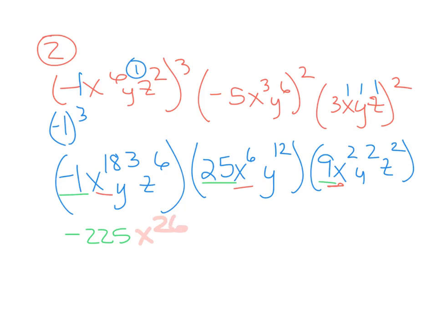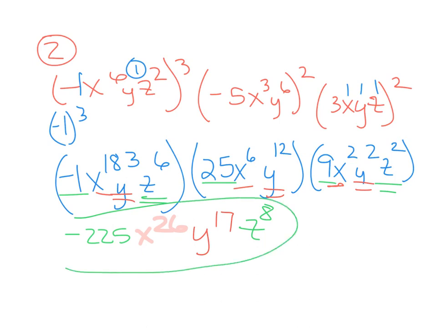Now I'm going to do the y's. The y to the 3rd, the y to the 12th, and the y to the 2nd. So that's 15 and 2 is 17. So y to the 17th. And then I have to do my z's. 6, no z in the second one, and 2 is z to the 8th. So there's your answer that you should have for number 2.